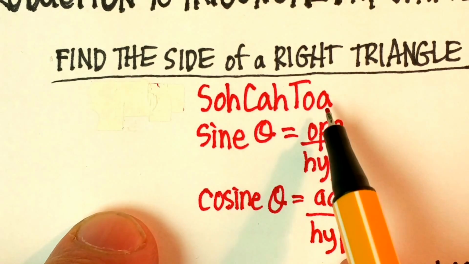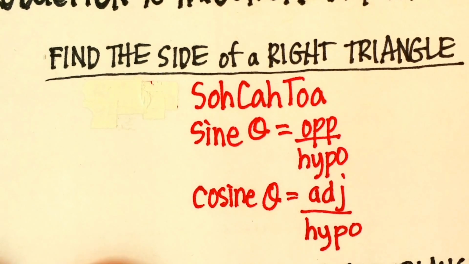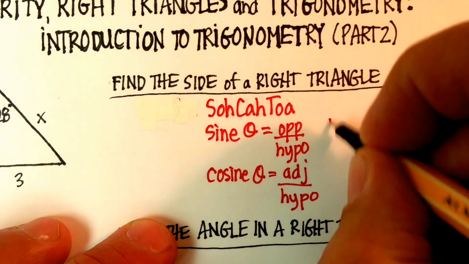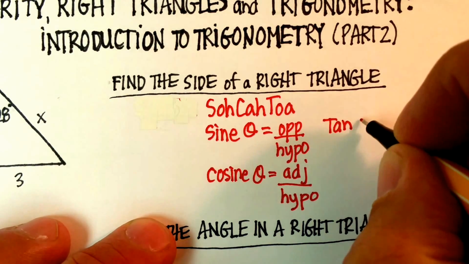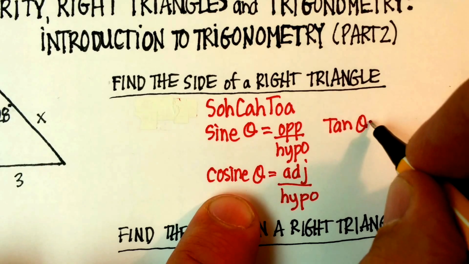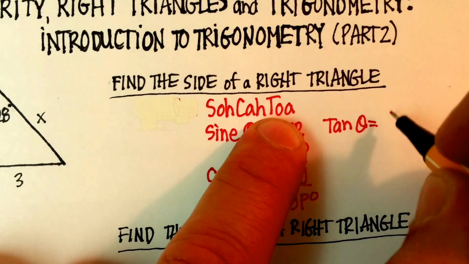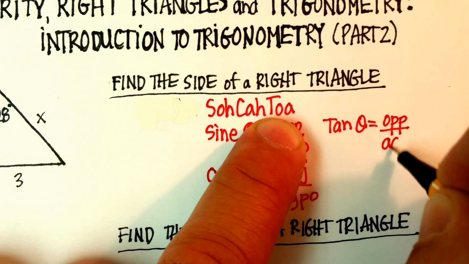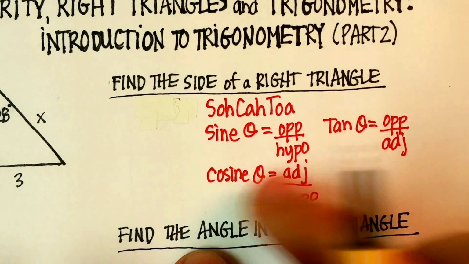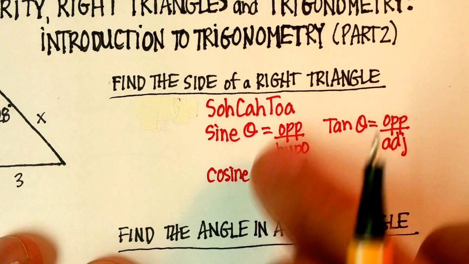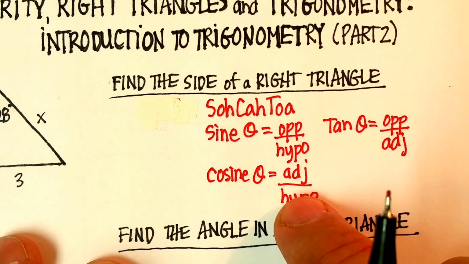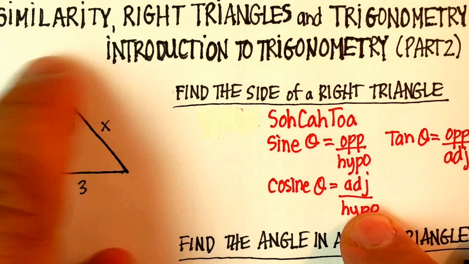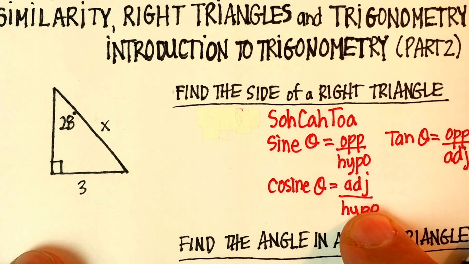And finally, the TOA gives me the third, and that is the tangent of any angle is equal to the opposite side over the adjacent side. Now, once we know those three relationships between the angles and the sides, we get to match it up and analyze and see which one of these would work the best.